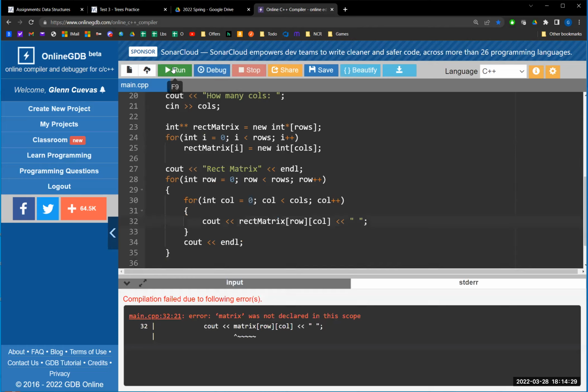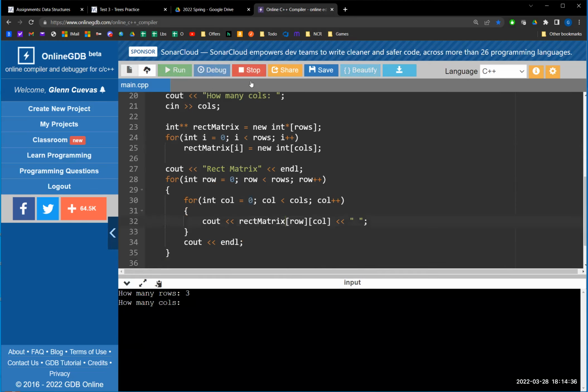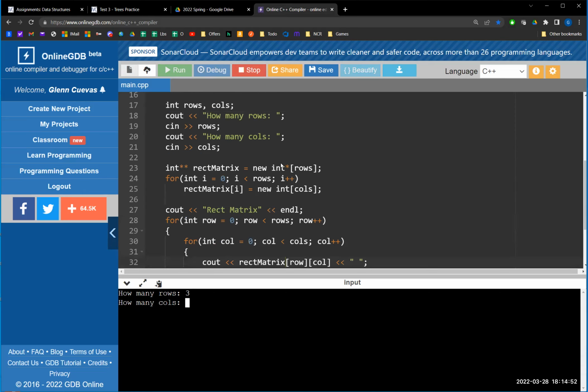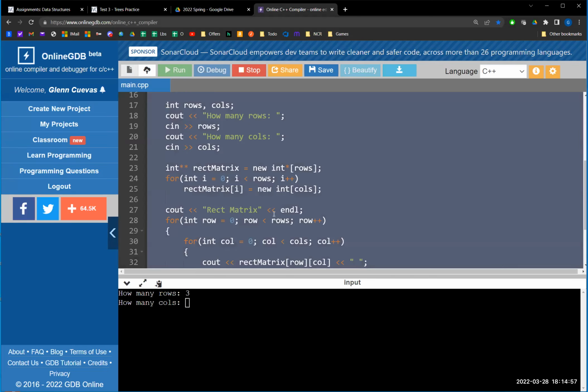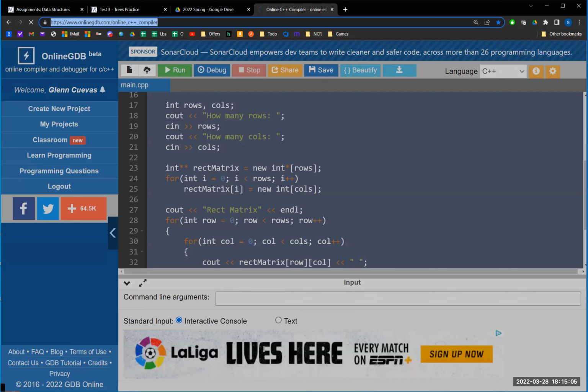Some big old lag here because I typed it. It's not picking. Okay, I broke the compiler. Yes, that's what we're doing. We're refreshing the page. All right, let's try that one more time. 3, 6, there we go. It helps if I print out the correct matrix.